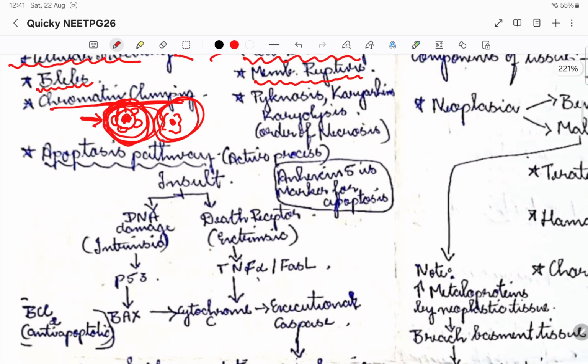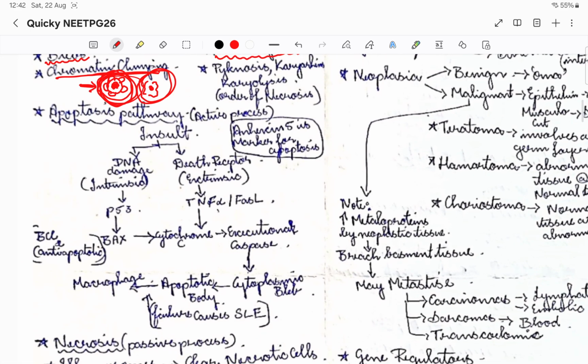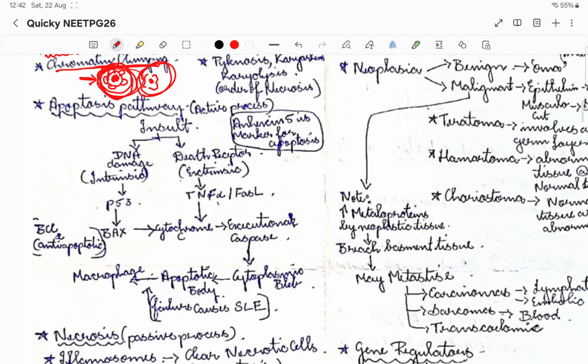Then coming to the apoptosis pathway. Suppose there is a cell injury or DNA damage, and finally the cell decides to undergo cellular death because the damage is irreversible. The damage has happened and finally the cell has to decide to go to death. Apoptosis is the pathway in which cellular death happens on its own. There is a mechanism it follows. This is an active process.